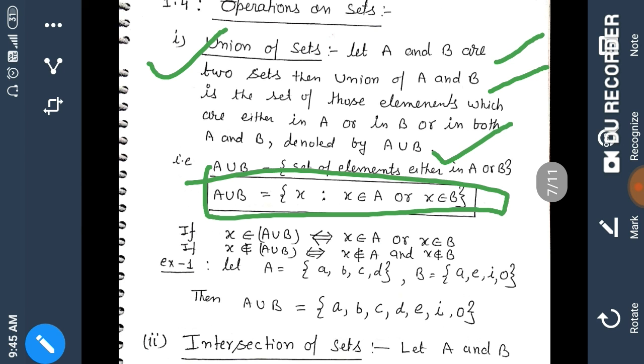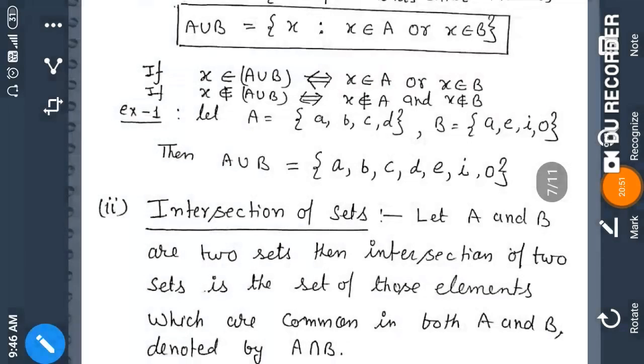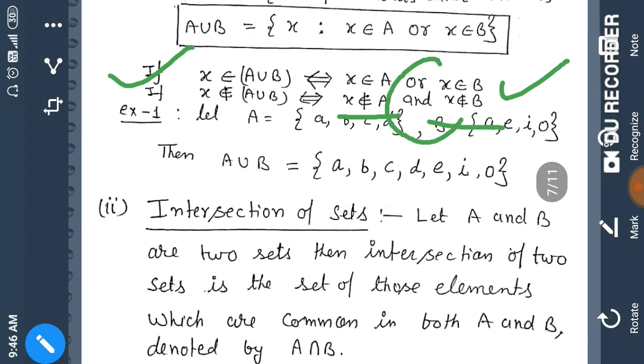Okay, read this line carefully. So A union B is equal to {X such that X belongs to A or X belongs to B}. If X belongs to A union B, this implies X belongs to A or X belongs to B. Or if we are saying X does not belong to A union B, then this implies X does not belong to A and X does not belong to B. Write this. In one place it is 'or' and in the other place it is 'and'. Okay, this is the important point.